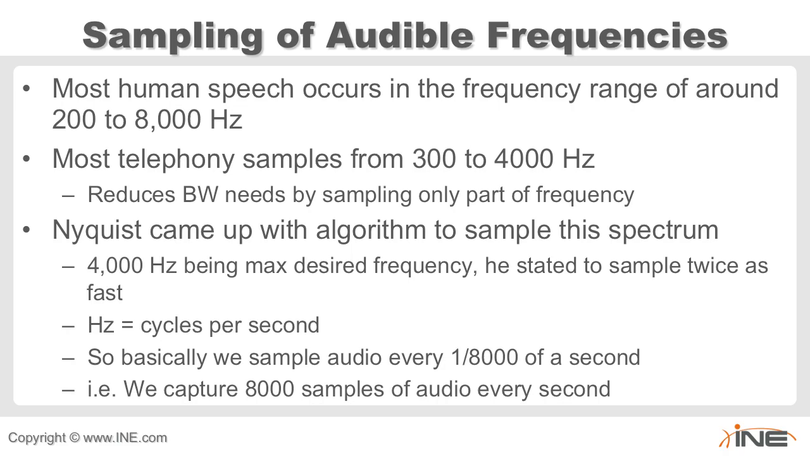Most telephony, however, has always sampled in the range from 300 to 4,000 hertz. So it's cutting off about 100 hertz at the low end, and it's cutting off above 4,000 hertz, a very large range of the high frequencies, the S's and the T's, what's called sibilants.